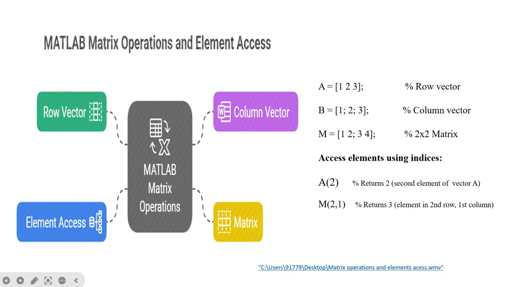So this is the first element of the first row, second element of the first row. This is the first element of the second row, and second element of the second row. Now when you display the matrix, you want to access the elements, you want to know the elements.